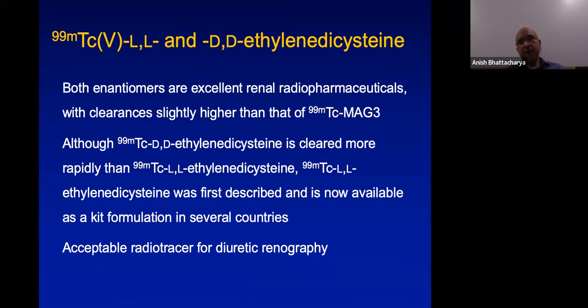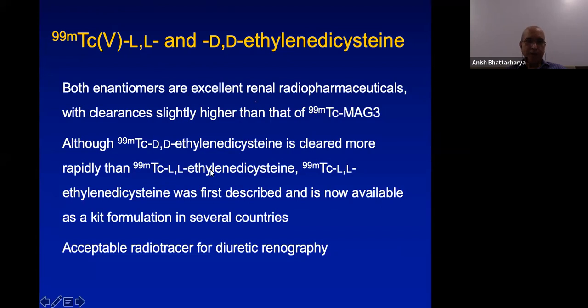The reason being that technetium DTPA has a limitation beyond a creatinine of about 2. You will get more background and less kidney activity. With technetium MAG3 and EC, you can use it with a creatinine as high as 3.5 to 4 and still get some quality of image. So coming to technetium-99m EC, there are two isomers, that is LL and DD. We prefer the LL form. So technetium LL-EC is what we are using routinely.